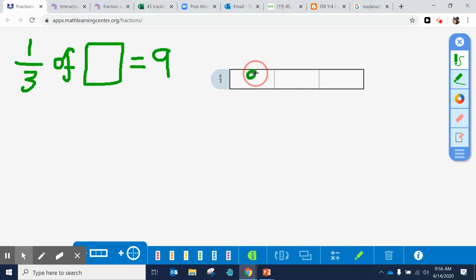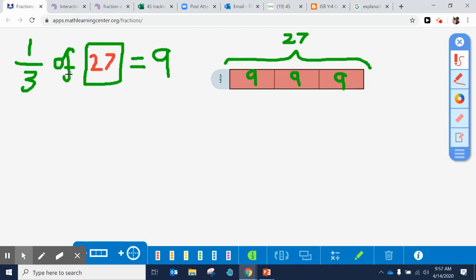Now remember, fractions are equal parts. So if 1/3 is 9, there is 9 in each third. So if there's 9 in each third, that means that the whole must be 9 times 3, which is 27. Just going to read that back to myself just to make sure it makes sense. 1/3 of 27 equals 9, and the bar model matches that calculation. Let's try another one.